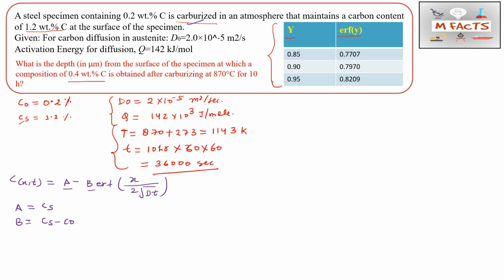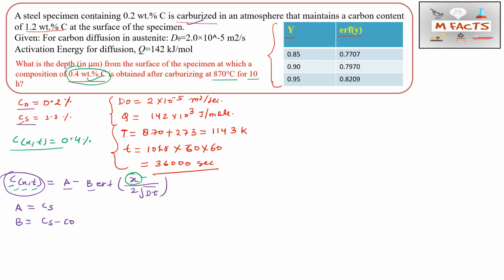Okay, so in this case we know this C naught and CS, but we don't know this CXT. But if we read the question carefully, we will get this CXT also. So what is the depth they are asking? Depth is this X value. X is basically the depth from the surface of the specimen at which a composition of 0.4 weight percent is obtained after 870 degrees centigrade for 10 hours. So this is the composition at X depth after t time. So here we can write CXT is equal to 0.4 percent.